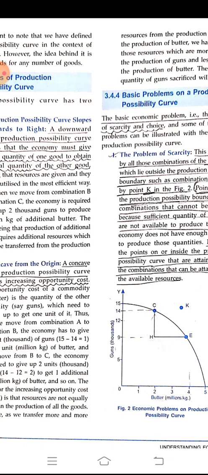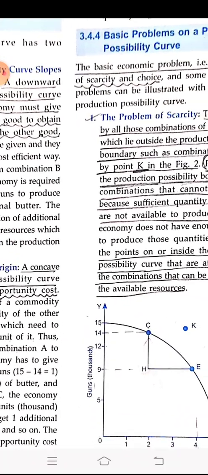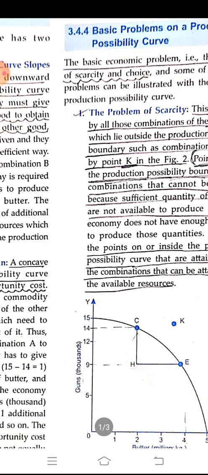Problem of full and efficient utilization of resources. Here we will try to understand this with point H. As I was telling you, C and E can be easily attained by the producer, and K is beyond his reach because he is not having so much of resources to produce it. But H is below or inside the production possibility curve, so he can produce H.